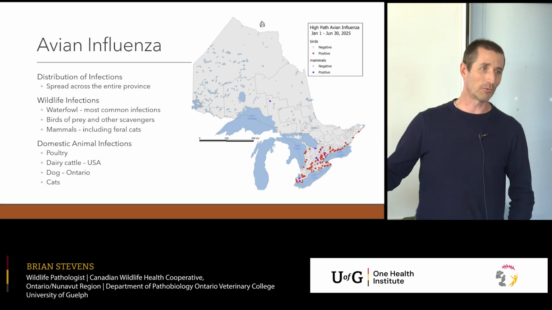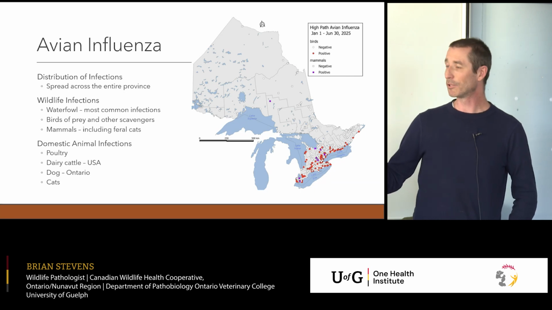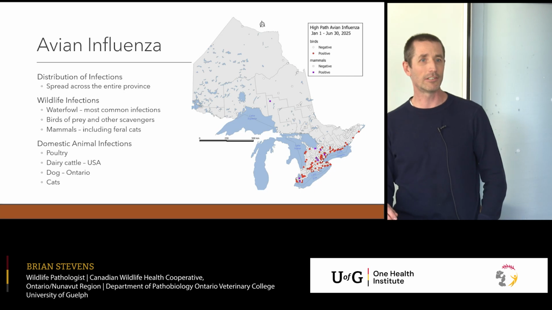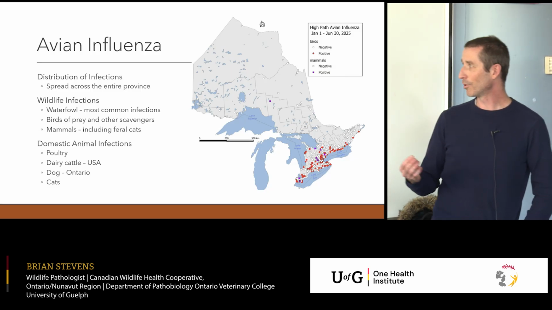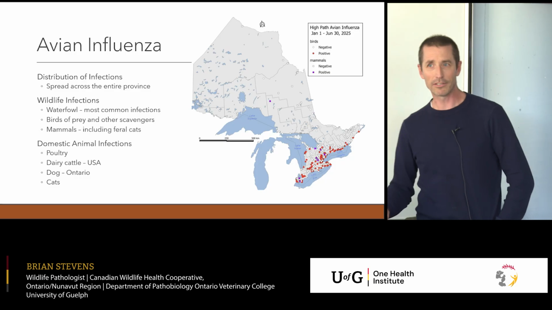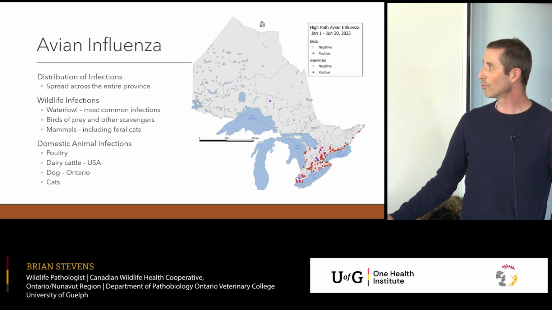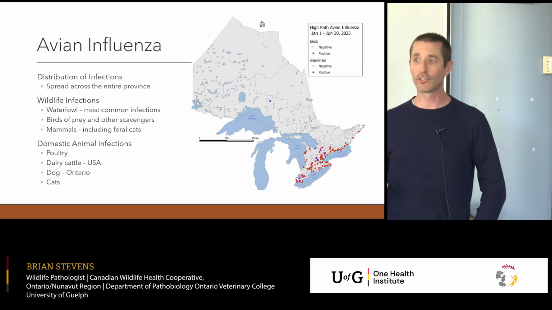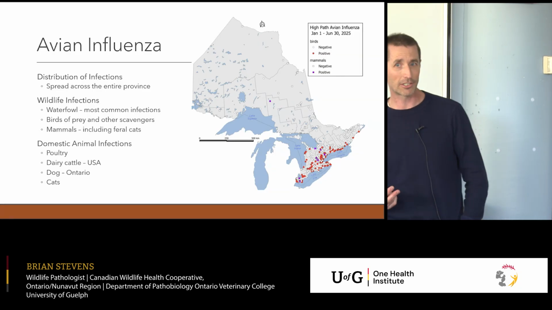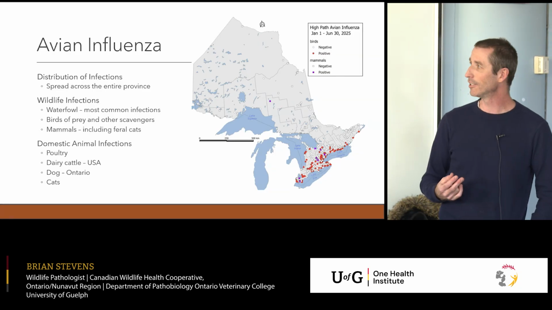But we do see it in other waterfowl, other shorebirds, especially birds that nest in large colonies. So animals like terns, pelicans, gulls, cormorants, all of them, we will see outbreaks in them because they are nesting in these large groups. We also see it in other species such as birds of prey and other scavengers. So turkey vultures, bald eagles in particular have been severely affected by this here in Ontario.